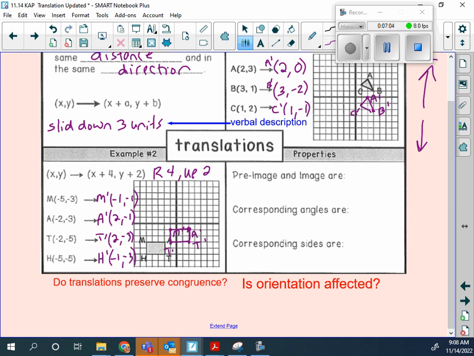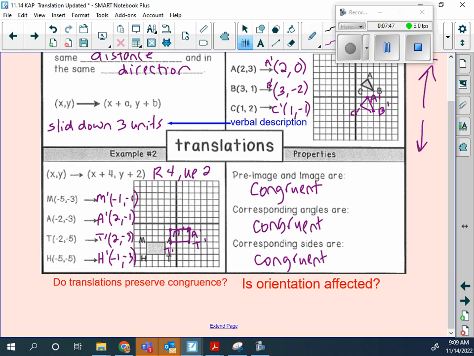Okay, and then take a look. Did it move to the right and then up? Yeah, it did what we said it was going to do. Okay, let's talk about the properties of these shapes. The pre-image and the image are what? Congruent. Good. The corresponding angles are the same. They are also congruent. The corresponding sides are also congruent.